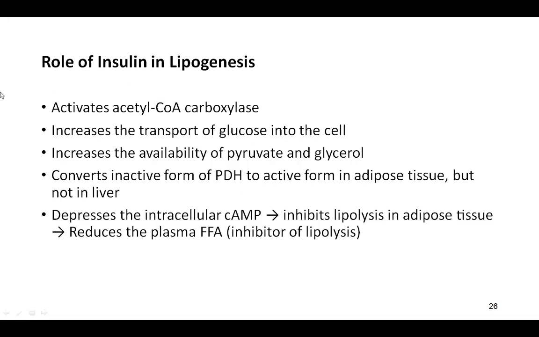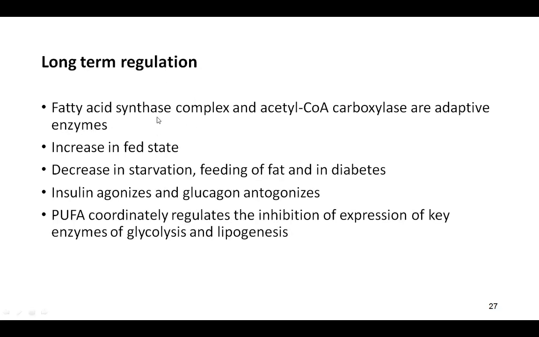So what happens with insulin? Ultimately, the role of insulin is to decrease glucose in the circulation. For that, it takes up glucose inside the cell and helps in the formation of fatty acid. So ultimately, it is taking glucose from the circulation and forming fatty acid. That's it. And it inhibits lipolysis from the cell also, so that free fatty acid does not come out into the circulation. Long-term regulation, I already told, these are adaptive enzymes, and with modified gene expression, the synthesis of the fatty acid synthase complex and acetyl coenzyme A carboxylase can either decrease or increase. I already told in the well-fed state it increases.